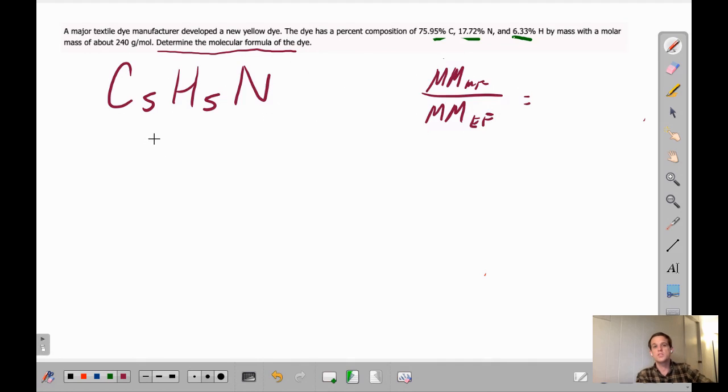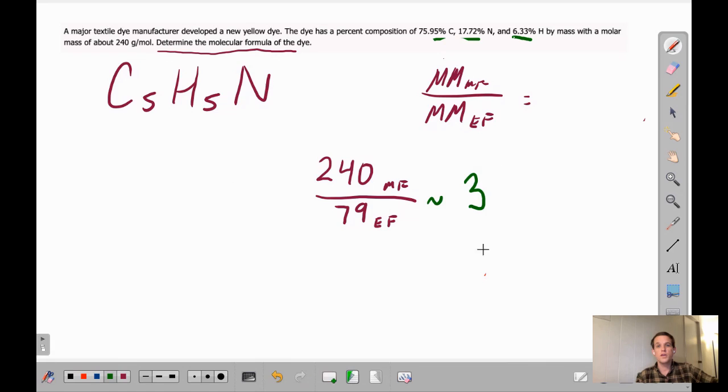So our first step will be to find the molar mass of the empirical formula. So let's just kind of do it quick. Carbon's 12, hydrogen's about 1, and nitrogen's about 14. So that should be 74 plus 5. That's about 79 for the empirical formula. And they already told us the actual molecular mass of the compound, which would represent the molecular formula. So we've got 240 over 79. Now, it's not quite exact, but it's pretty darn close to 3.